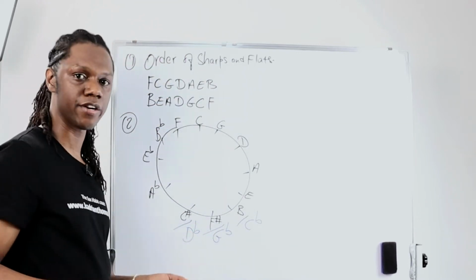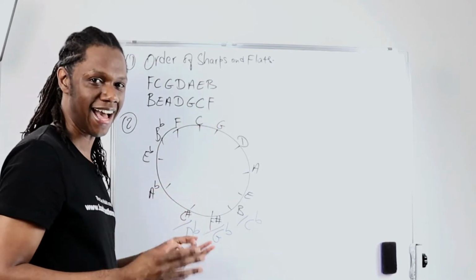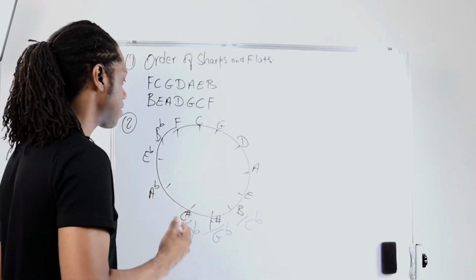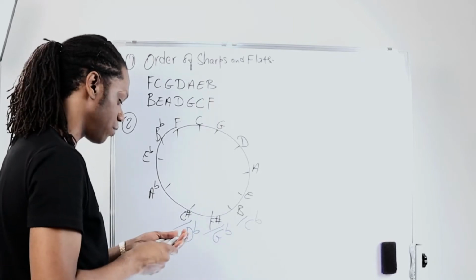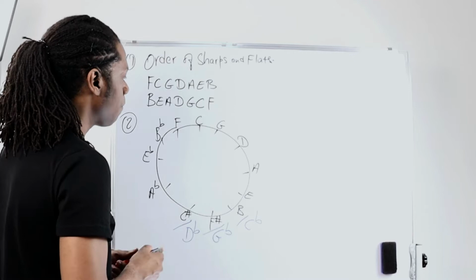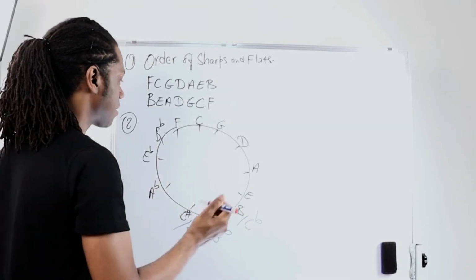How about your minors? Okay, to find your minors, because every major key has a minor scale, right? Or every major scale has a minor scale. So we have the relative minor of all these majors. So we're going to use a lowercase letter to represent all of these. So in order to find your minor scales within the circle, it's simple and easy.